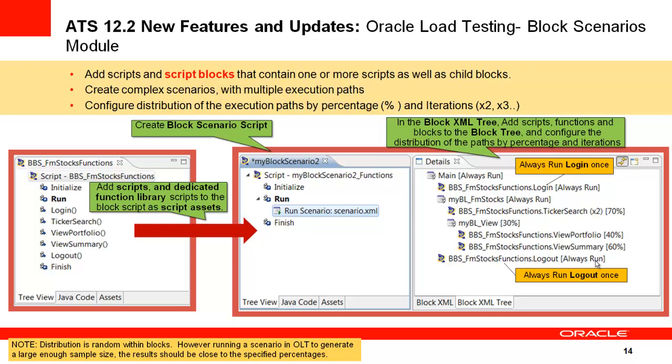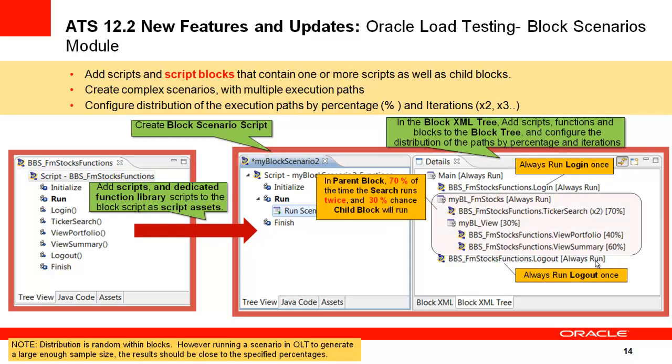And configure how many times you want to loop through, or what % of the time you want to execute these modules within your scenario. In this example, the first and last modules are login and logout functions, and they will always be executed once in a single iteration of the block script.